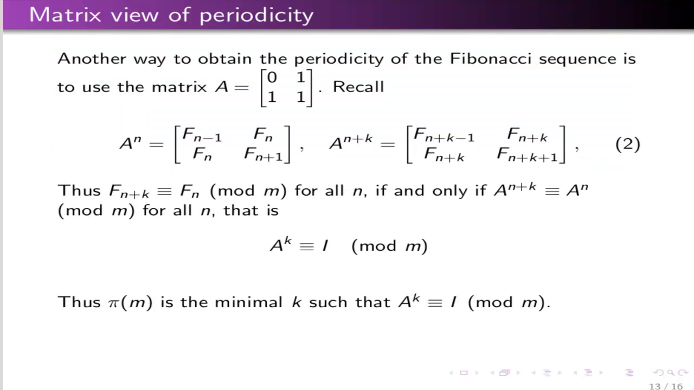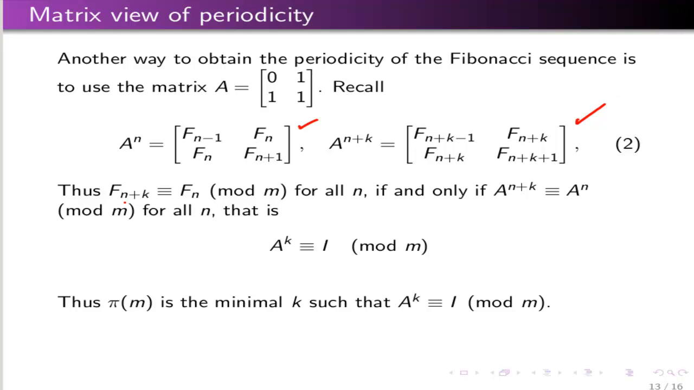Now let's look at a matrix point of view of the periodic behavior. So last time we saw that if you take this generating matrix 0, 1, 1, 1, then the nth power gives you the matrix of Fibonacci numbers. And if you take A to the n plus k power, you would get this matrix of Fibonacci numbers.